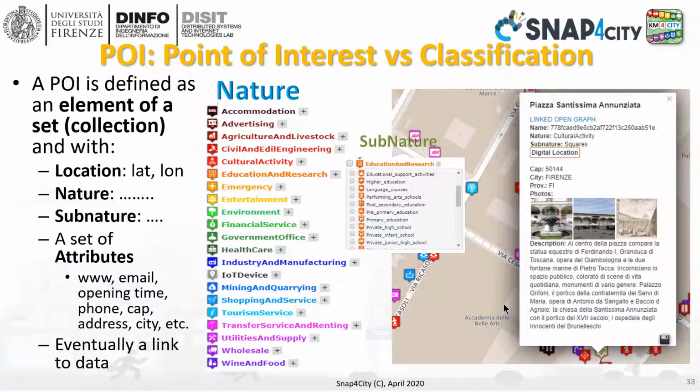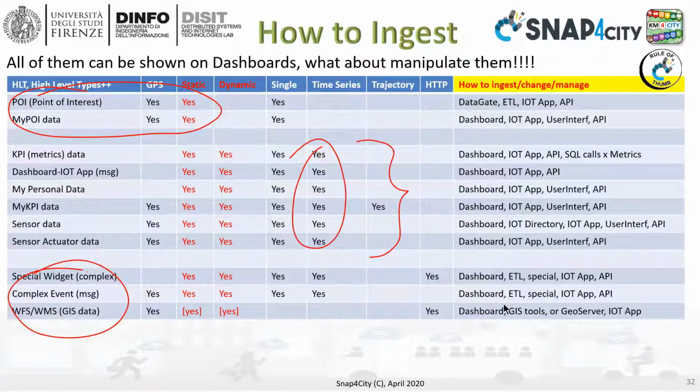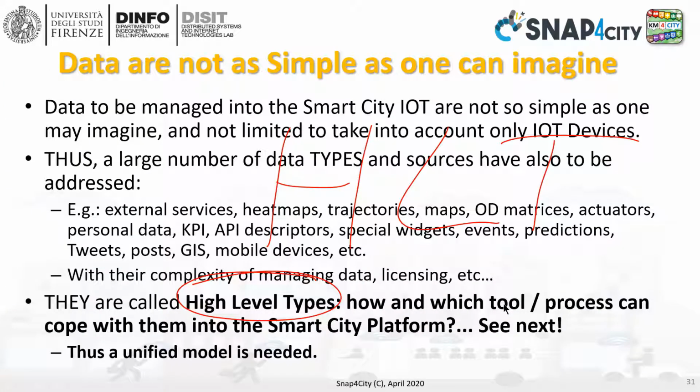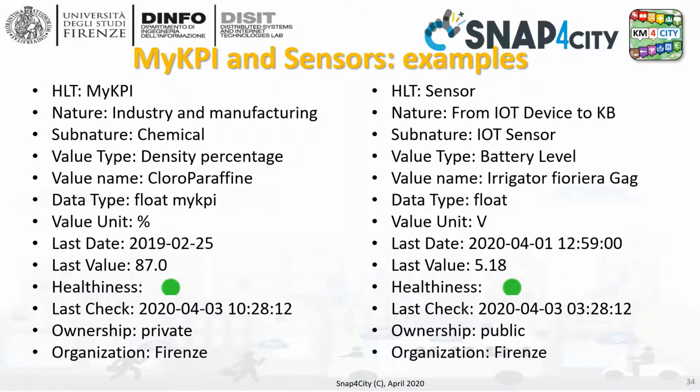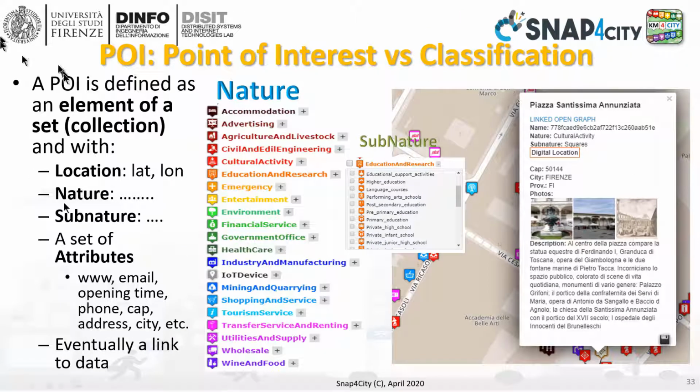Regarding high-level type, I mentioned some slides ago that for each of the elements it may be needed to have a classification of the point of interest, and the classification of point of interest corresponds to the representation in the ontology of the data that you are going to collect. This is very important to classify the elements that you may have in your city.